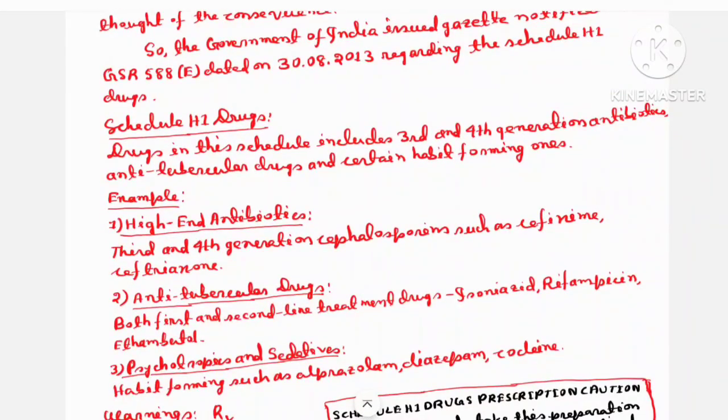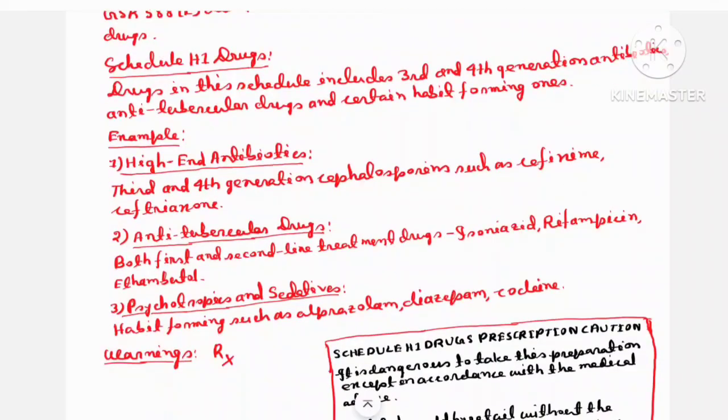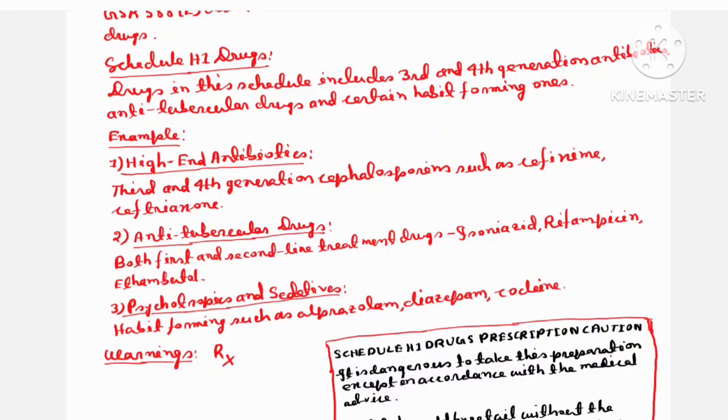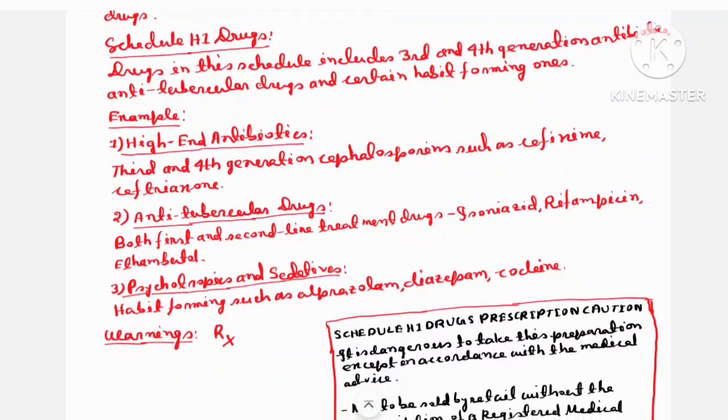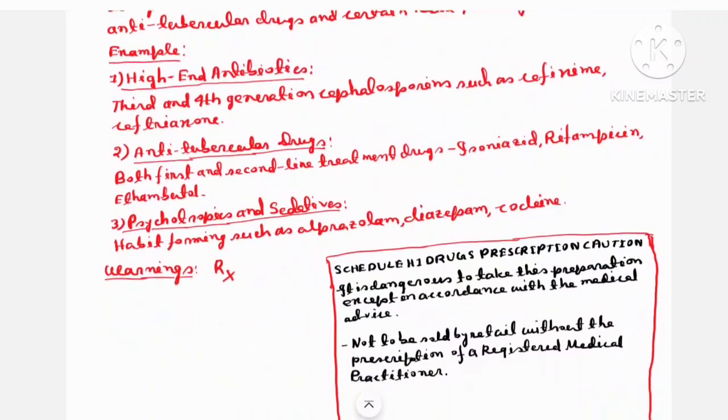Now, drugs in Schedule H1 cover third and fourth generation antibiotics, anti-tubercular drugs, and certain habit-forming ones like psychotropic drugs and sedatives. Examples include high-end antibiotics such as third and fourth generation cephalosporins like cefixime and ceftriaxone; anti-tubercular drugs, both first and second line treatment drugs, like isoniazid, rifampicin, ethambutol; and psychotropics and habit-forming sedatives such as alprazolam, diazepam, and codeine phosphate, which is used as a cough syrup and also as a drug of substance abuse.